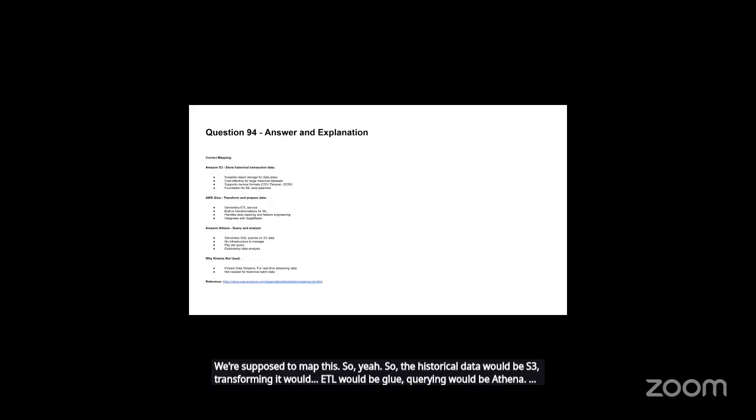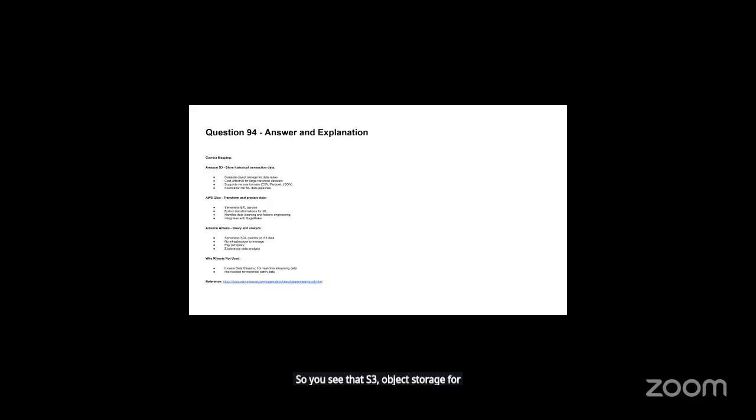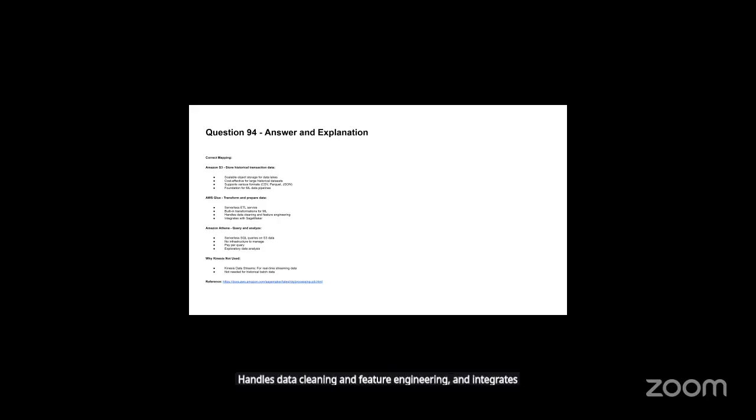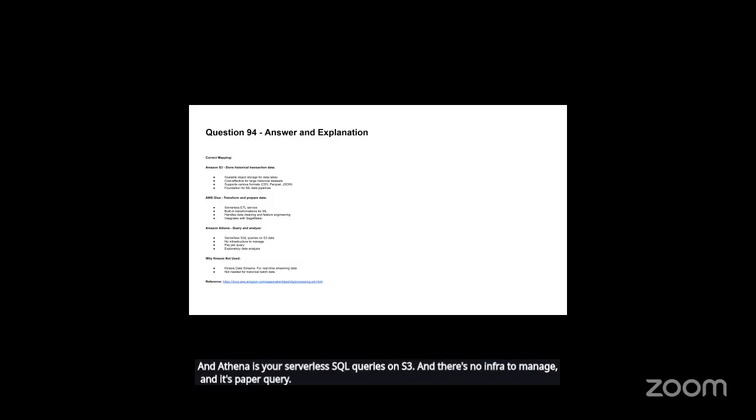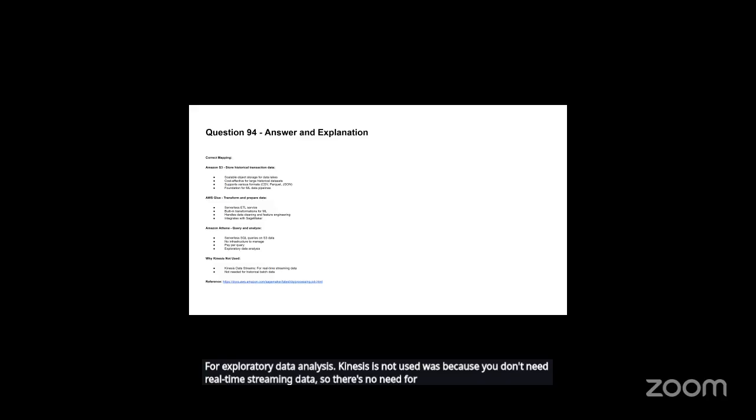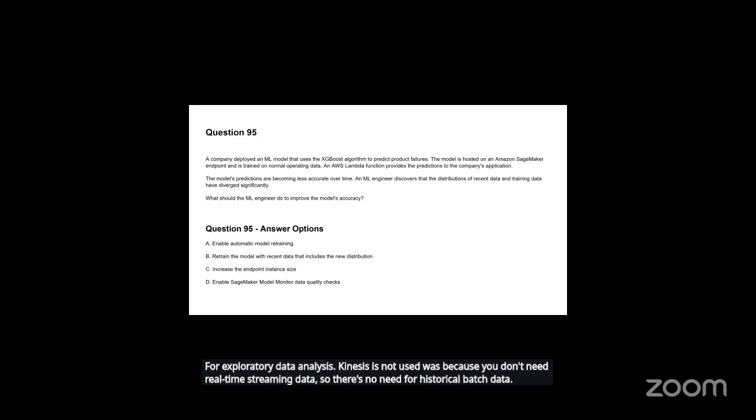So you see that S3 is object storage for data lakes, cost-effective storage, supports CSV and Parquet and JSON. It's a foundation for data pipelines. Glue is the serverless ETL service, with built-in transformations, handles data cleaning and feature engineering, and integrates with SageMaker. And Athena is your serverless SQL queries on S3. There's no infra to manage, and it's pay per query for exploratory data analysis. Kinesis is not used just because you don't need real-time streaming data. So there's no need for it with historical batch data.